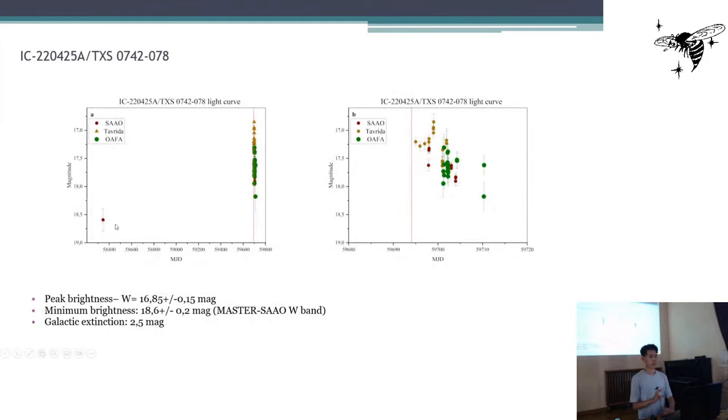Light curves made using data from three observatories, a flare compared to the archival data, and you can see this flare and a steady decline. Peak brightness is 16.8 magnitude, and galactic extinction at this coordinate is 2.5 magnitudes. Taking into account this galactic extinction, you can find that this blazar has the same brightness as TXS 0506 and PKS 0735, which is unexpected.